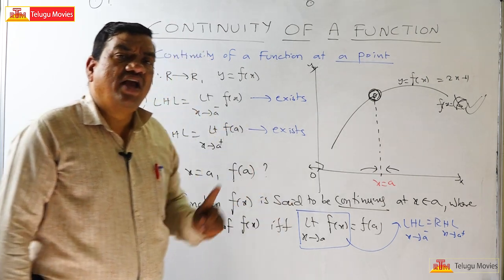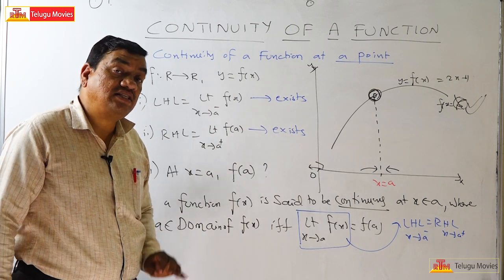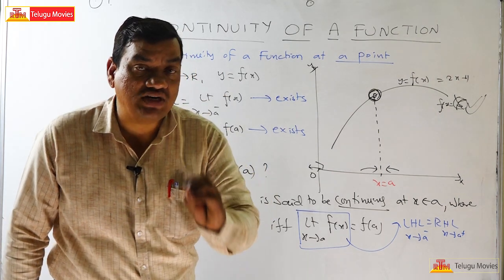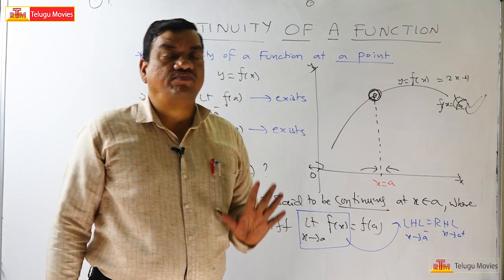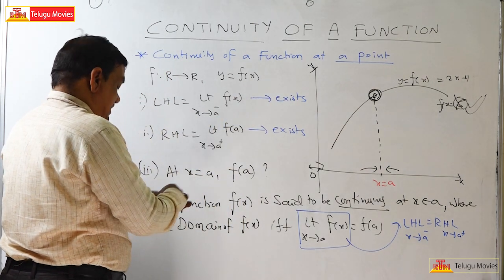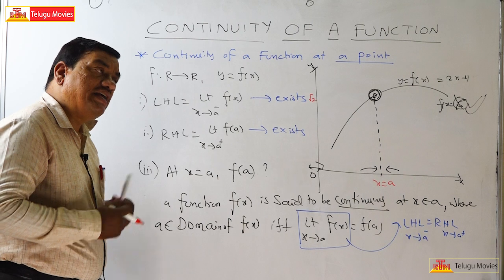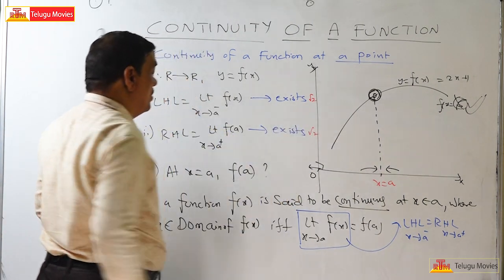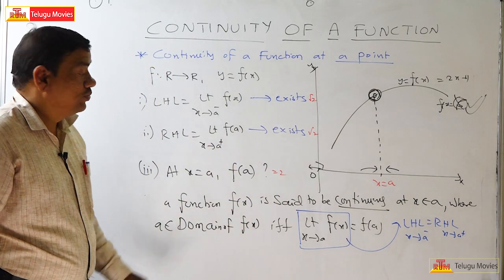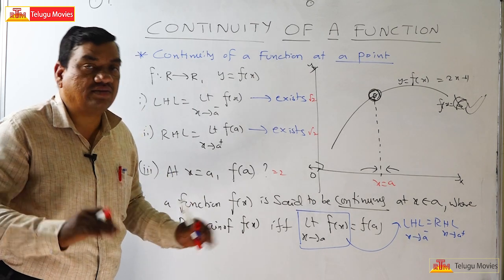Understand this? If any of these cases fails, we simply say that the function is not continuous at x is equal to a. For example, the left hand side limit exists and its value is root 2. The right hand side limit also exists and its value is root 2. But at x is equal to a, f of a value is 2. Then we say that at x is equal to a, the function is not continuous.